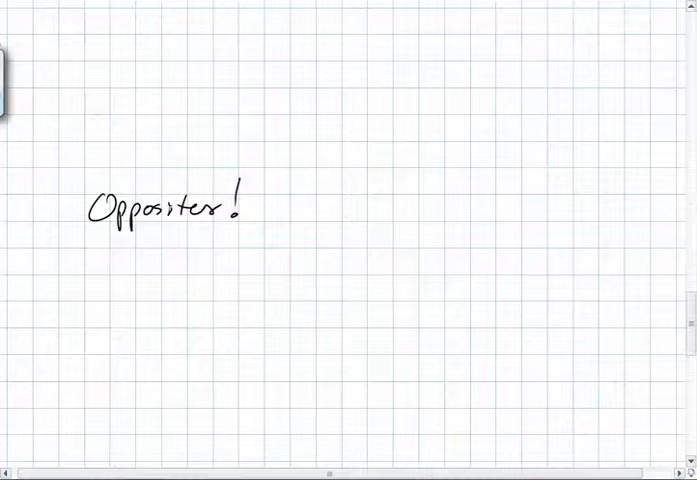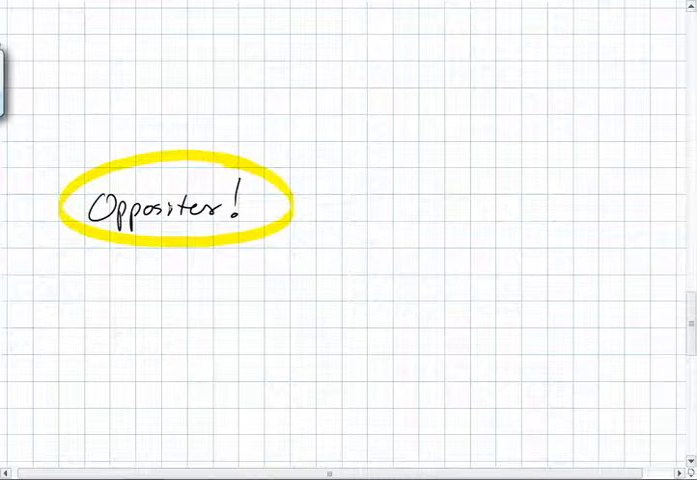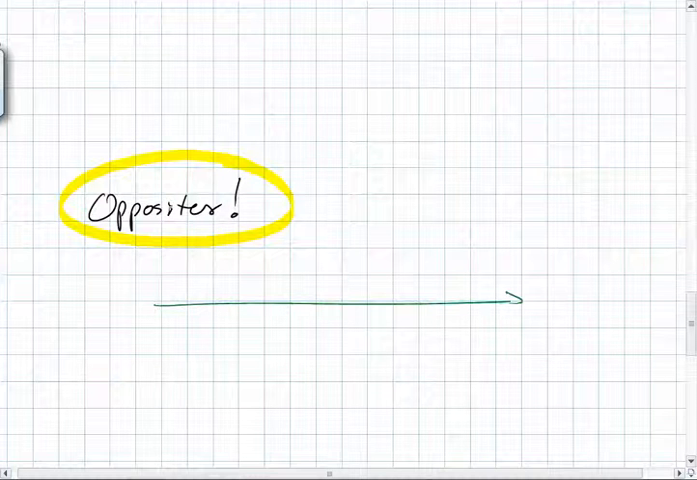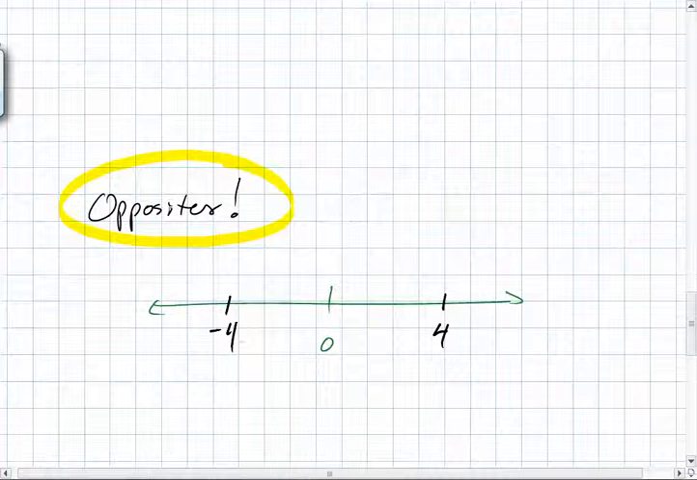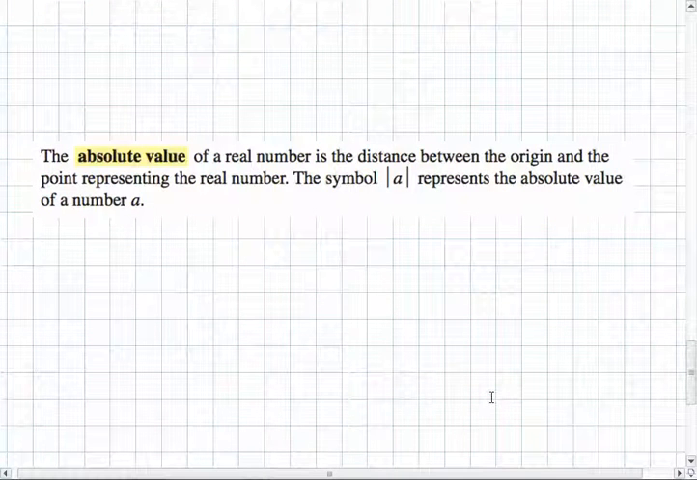Another key term to be familiar with is the term opposites. And this has to do with numbers that are the same distance away from 0, but they're on opposite sides of 0. So for example, 4 could be here, negative 4 is there. Negative 4 and 4 are said to be opposites because they are both 4 units, in this case 4 to the right and 4 to the left, away from 0. This term is going to come up a whole lot when we deal with the concept of absolute value.